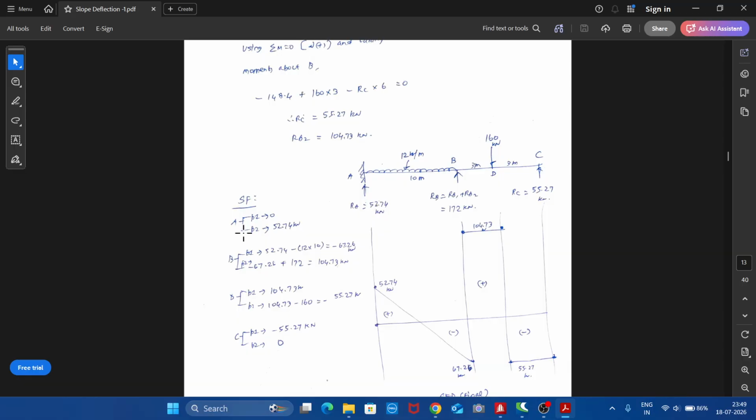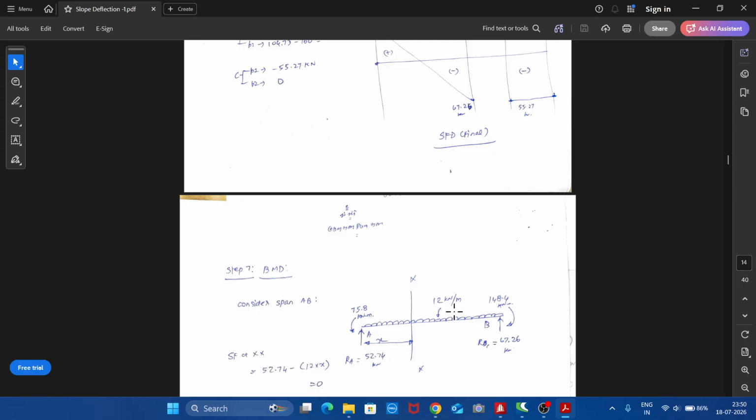So when we plot these values at the points, at every point we have two values, simply plot the values. At A we have 0 and 52.74. At B we have minus 67.26 and plus 104.73. At D we have 104.73 and minus 55.27. And at C we have minus 55.27 and 0. So this will automatically give you the shear force diagram.